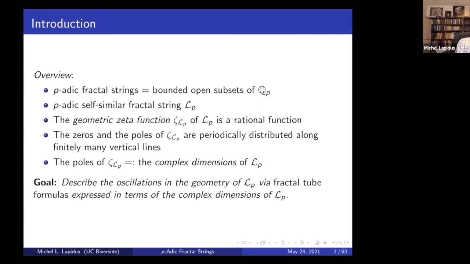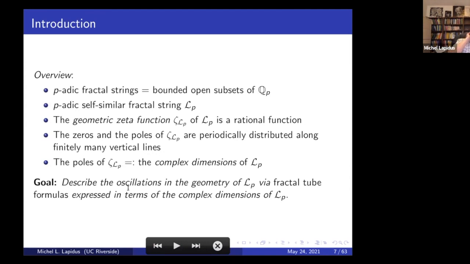it becomes a rational function. Therefore, the zeros and the poles of the geometric zeta function will be periodically distributed along finitely many vertical lines, and they will have the same, what I call, oscillatory period vertically. So they will be periodically distributed along vertical lines, and the period will be the same on each vertical line. The poles of the geometric zeta function are by definition the complex dimensions. And since the function is defined in the whole complex plane, there is no ambiguity about what is meant here.